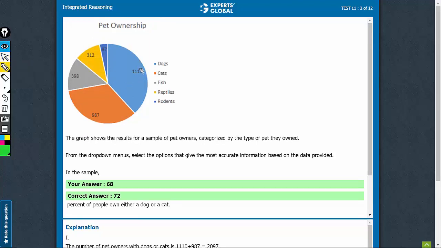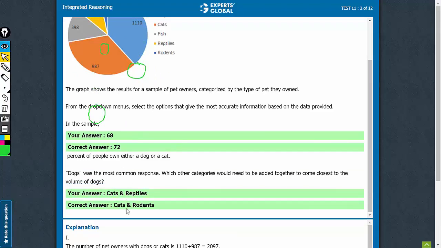So you have 1110 here. Which two can add up to 1110? I think these two would form the closest approximation. Cats and rodents, almost 1111. It's almost 1100, so this would be a fair choice, come closest.